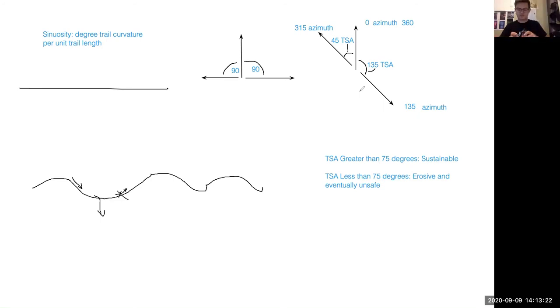Right. Okay. So go ahead and tally up the ratio of 75 and greater TSA points on your trails versus less than 75 degrees. Whatever the answer is, it's fine. You're not going to get in trouble for having a trail that mostly runs straight towards the destination, because that is literally everybody's first instinct, and I'm not going to beat on you guys for that.